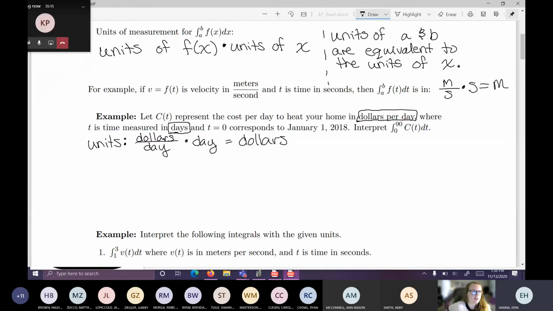So now if we want to try to figure out a sentence, if you will, to explain what this means, let's try to figure out what that would be. Also, side note, one last thing before we do that. The 0 and the 90, the units of those. Again, the units of the bounds are equivalent to the units of the x value, so in this case, the t value. So those are going to be in days as well. So essentially from day 0 to day 90.